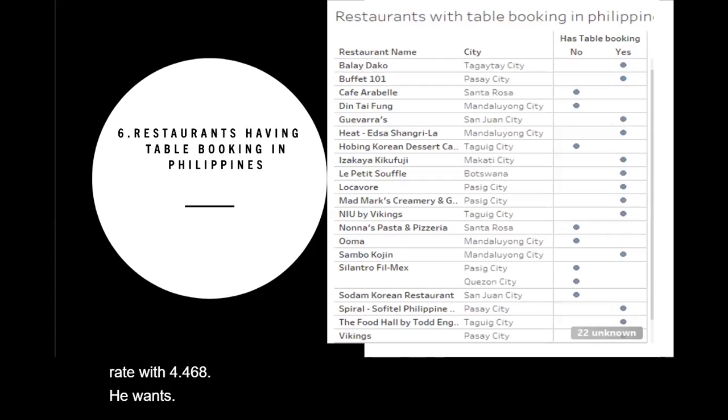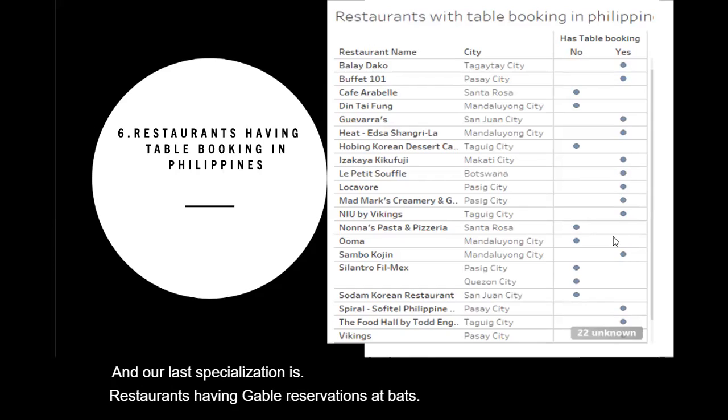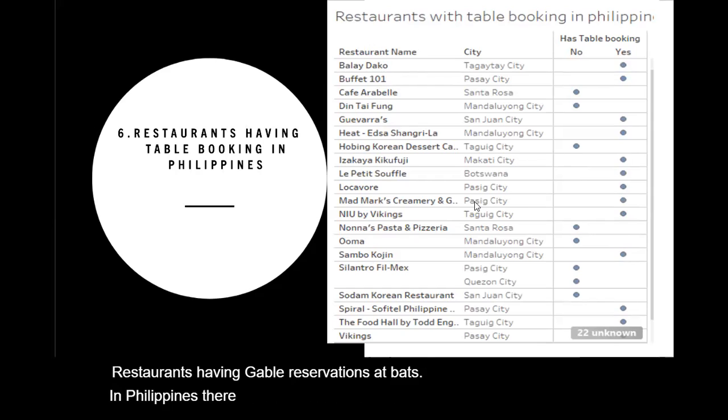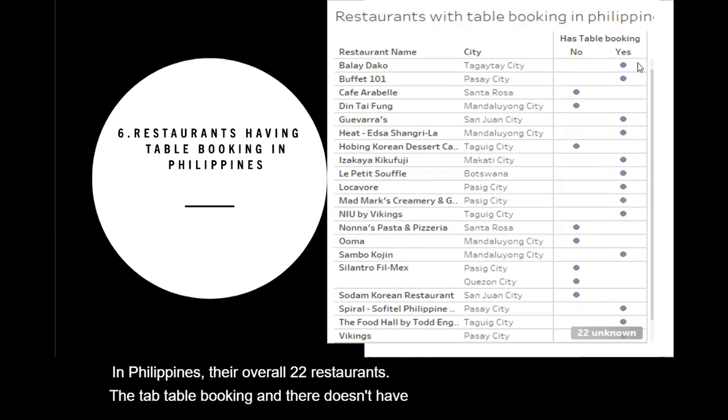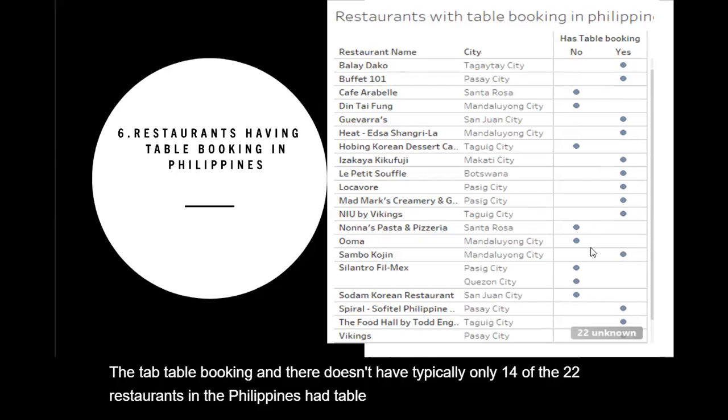And our last visualization is restaurants having table reservations in Philippines. In Philippines, there are overall 22 restaurants that have table booking and that don't have table booking. Only 14 of the 22 restaurants in the Philippines have table reservations. The other 8 have no table reservations.